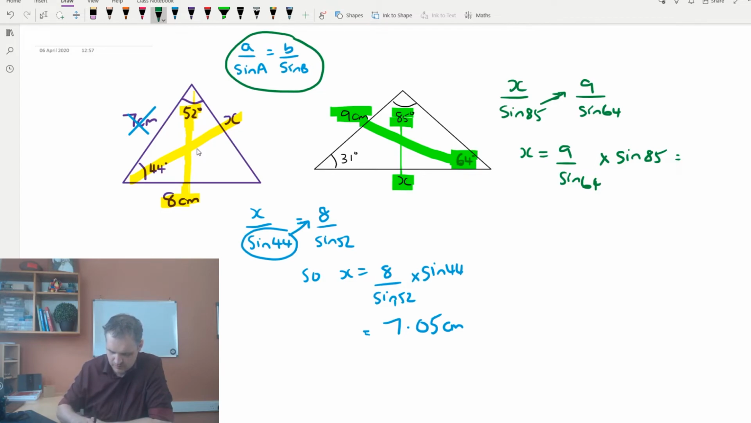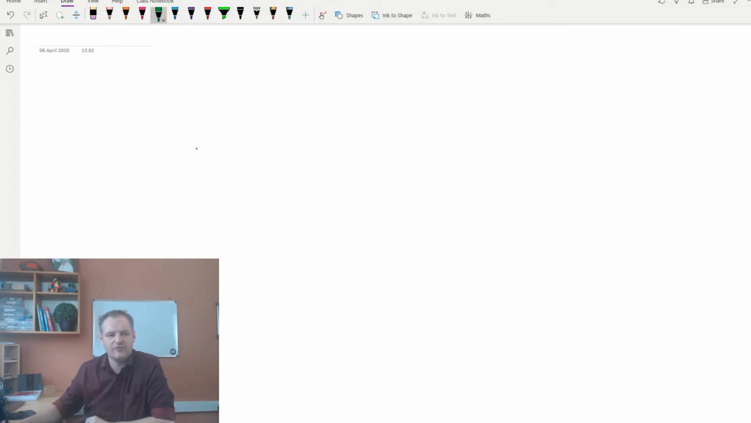And the answer it gives us is 9.97. It's actually 9.98, so let's make sure I'm accurate. And that's going to be centimetres. Now the only time it's going to be any different is if the triangle I give you is giving us an angle.